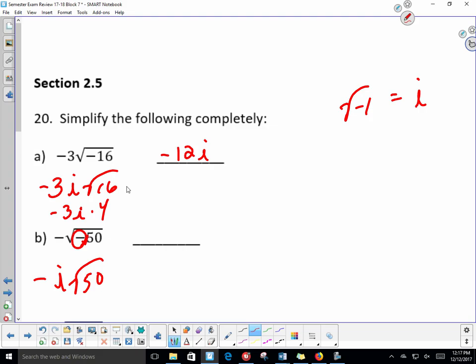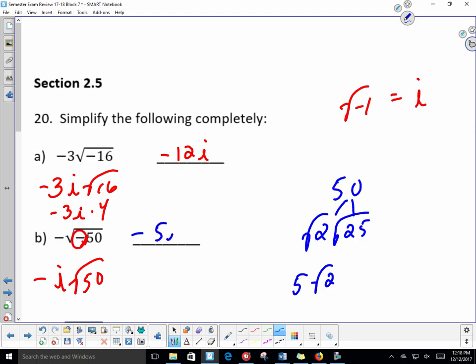50 is not a perfect square, but I can simplify it. There are perfect squares inside there. So that's where I take 50. And how can I factor 50? 2 and 25. Are there any perfect squares in 2 or 25? 25 is 5 and 5. Well, the square root of 2 I'm going to leave as the square root of 2, but the square root of 25 is 5. So 50 can be rewritten as 5 times the square root of 2. So it'd be negative i, so it'd be negative, what's 5 times i? 5i times the square root of 2.